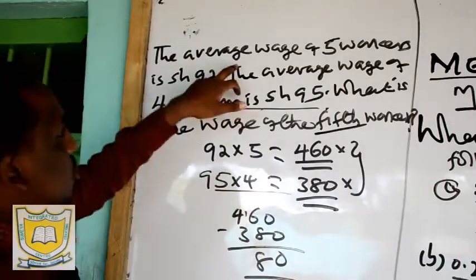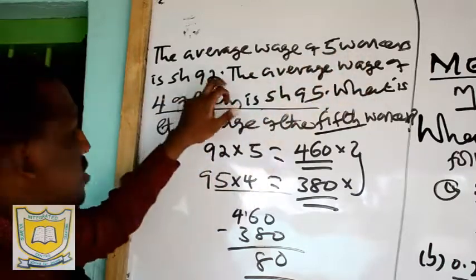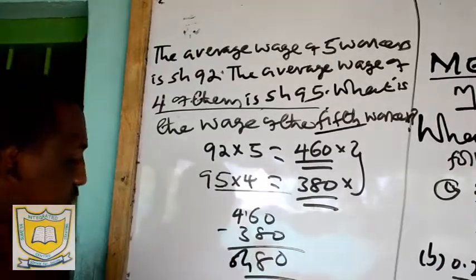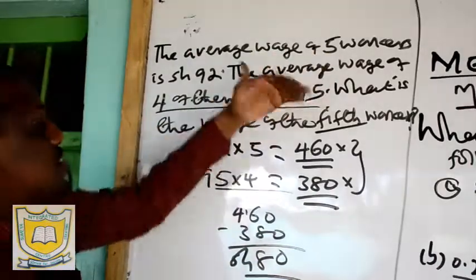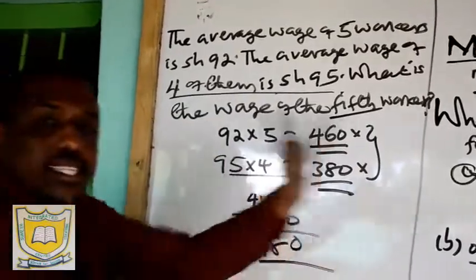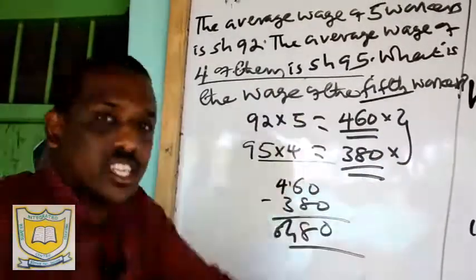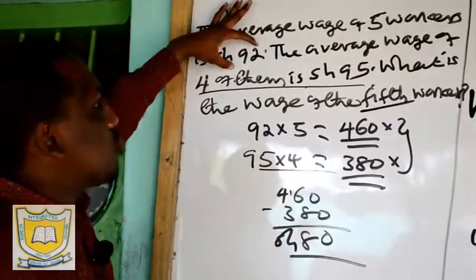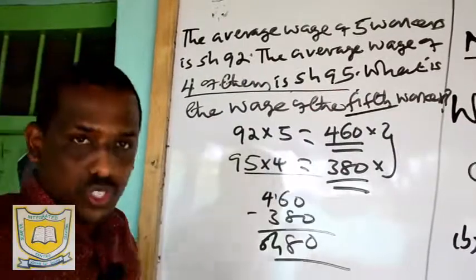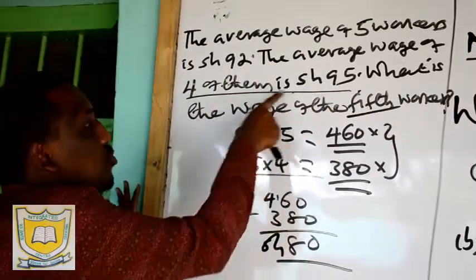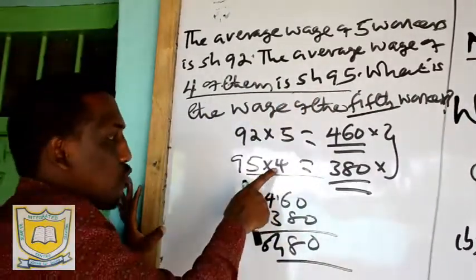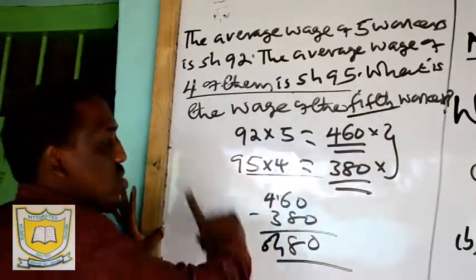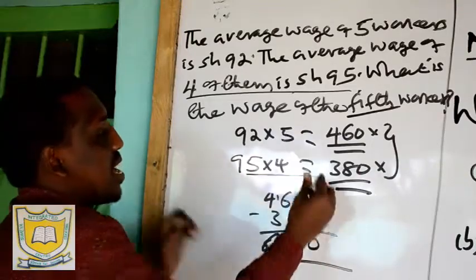I'm repeating. You are told the average wage of 5 workers is shillings 92. So whenever you are told the average of 5 is this, the mean score of 6 is this, you always multiply. The average of 10 is this, you multiply to get the total. So 5 of them times 5 is 460. When there are 4, the average of 4 of them is 95, 4 of them times 4 is 380. So when there are 5, the total is 460; when there are 4, it is 380.